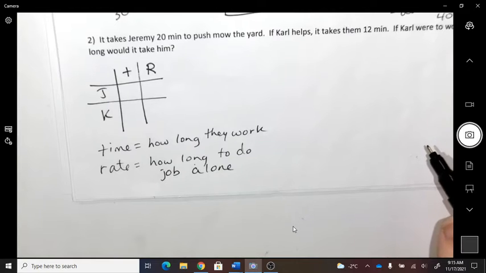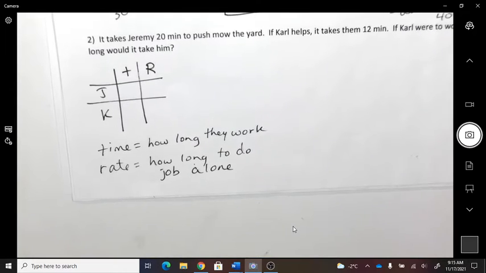So I want you to think about this, like if it takes you 4 minutes to run a race and 3 minutes has passed, you've completed 3/4 of the job, of the race. Does that make sense? So at that point, the 4 minutes would be your rate and 3 minutes would be the time that has elapsed.